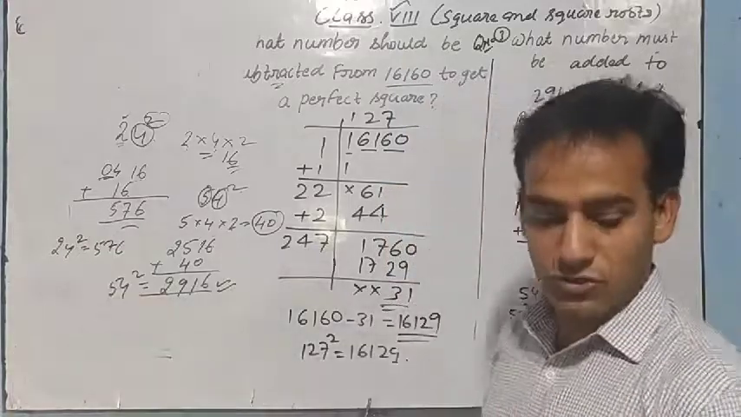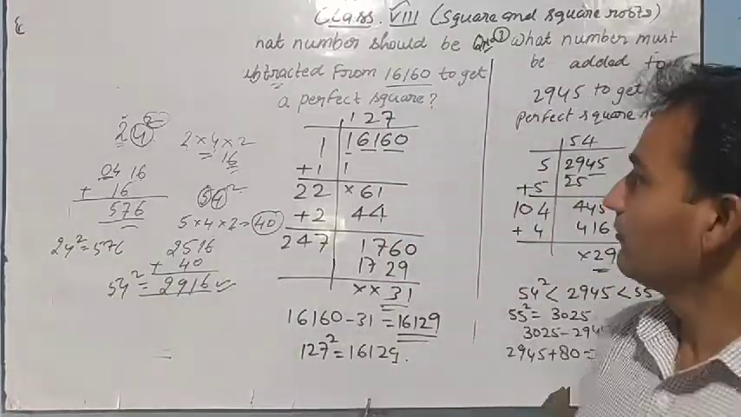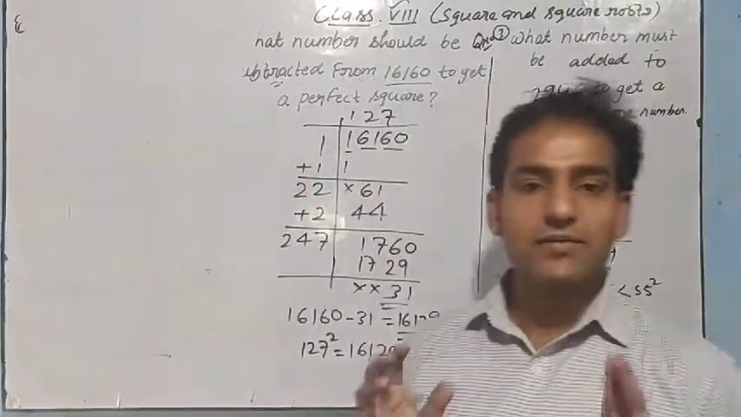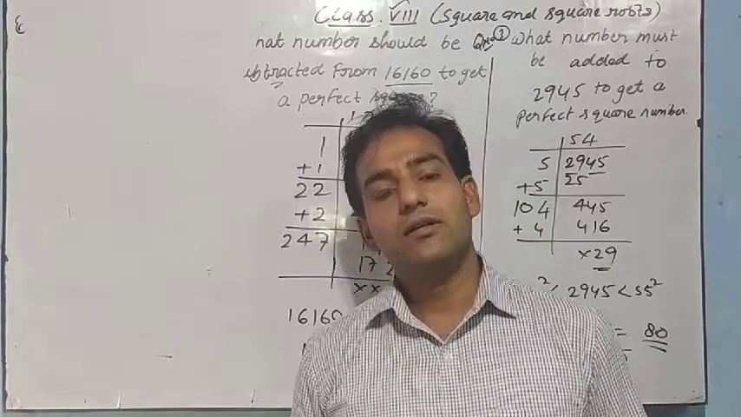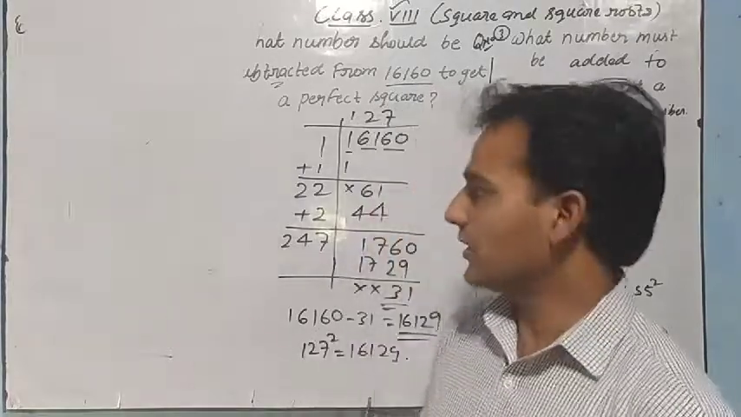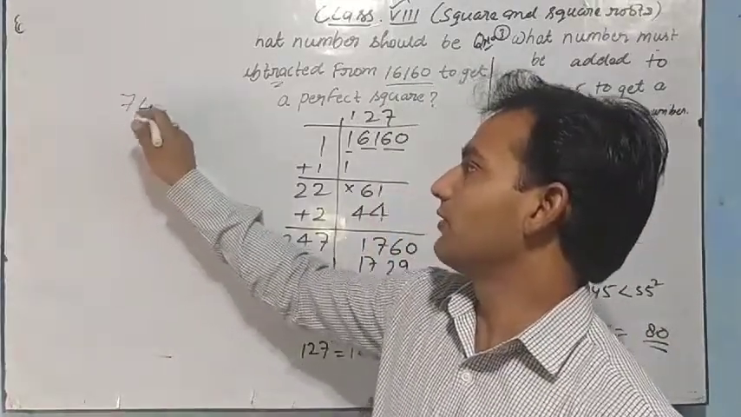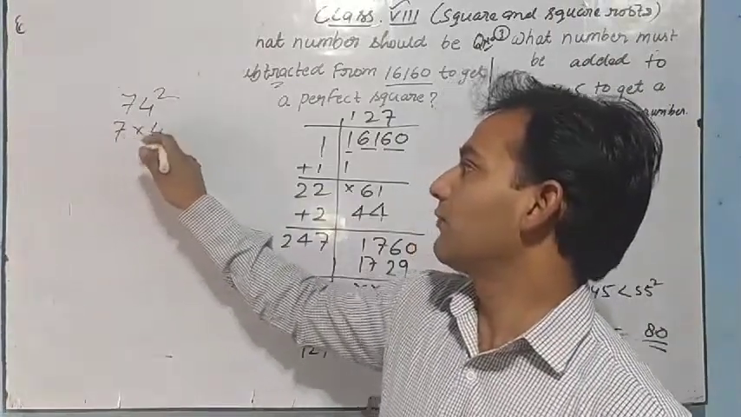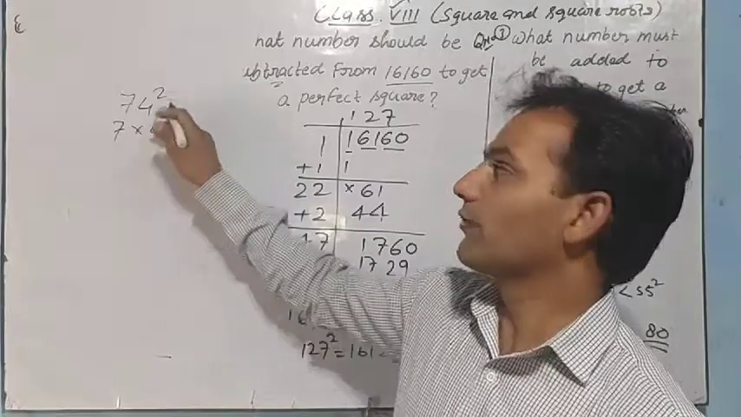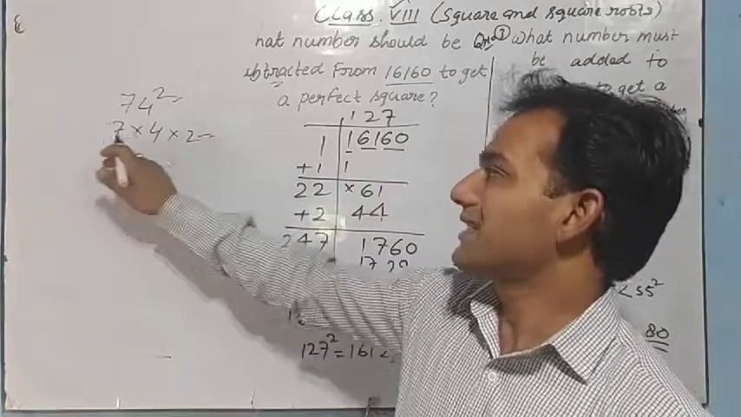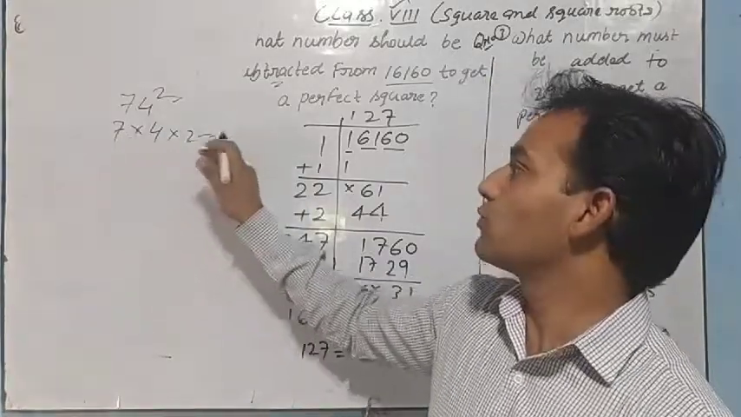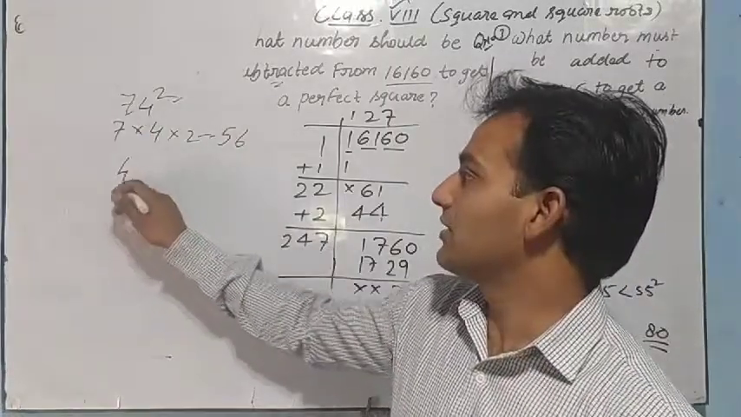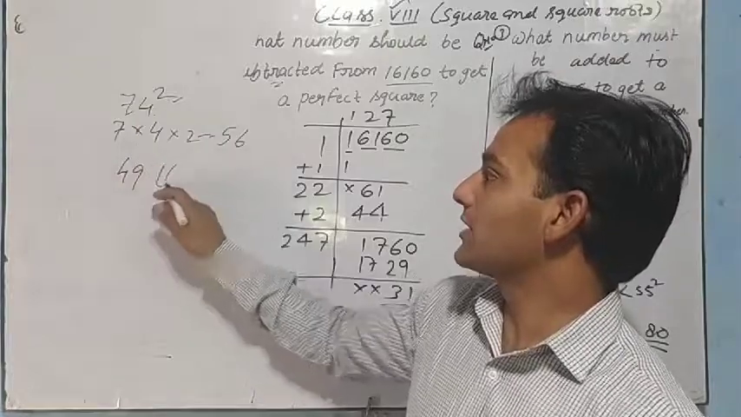Let us do one more question. Squaring any number which has 2 digits, we have a shortcut. For example, we take 74. Listen carefully. Now we have 7 and 4, and what we have to do is square. So 7 4s are 28, 28 2s are 56. Now we have 7, 7 7s are 49. We have 4, 4 4s are 16.